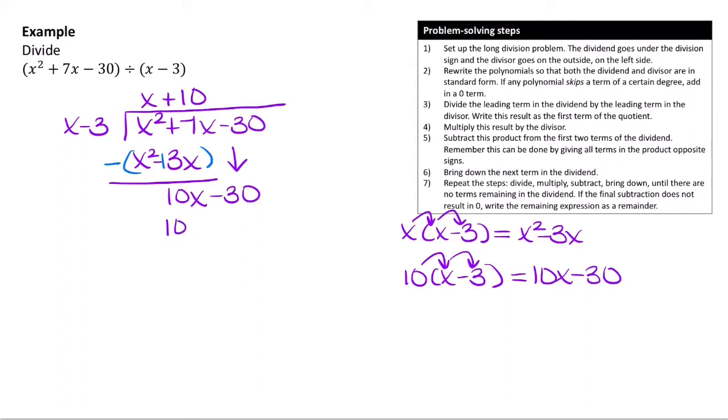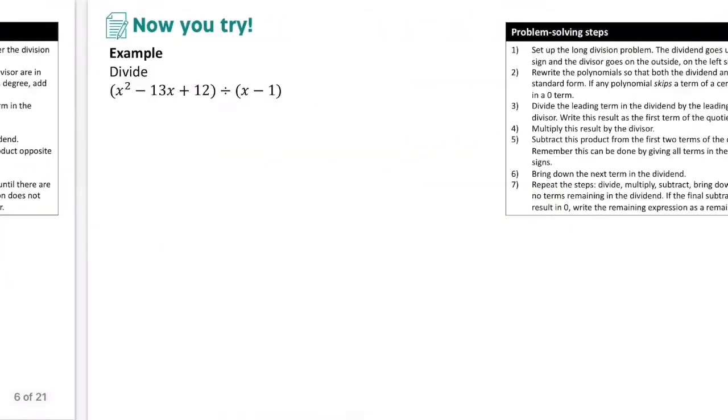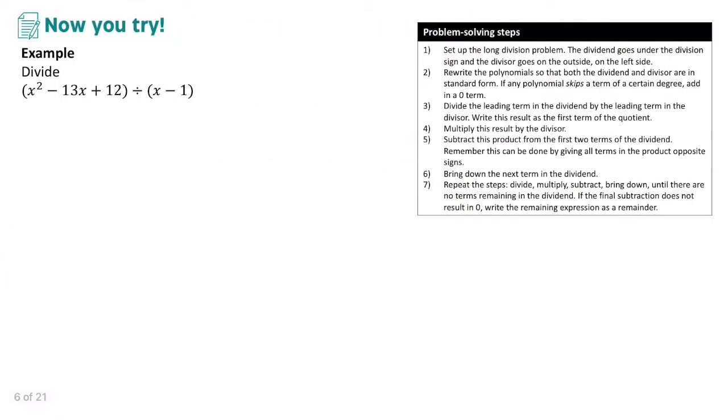So I'm going to write 10x minus 30 down here, and I am going to subtract this from what I have. So that's going to become a minus 10x, and this is going to become a plus 30. And when I combine these, I just end up with 0. So I have a remainder of 0 in this problem. So now you can go ahead and pause the video and try doing this example.